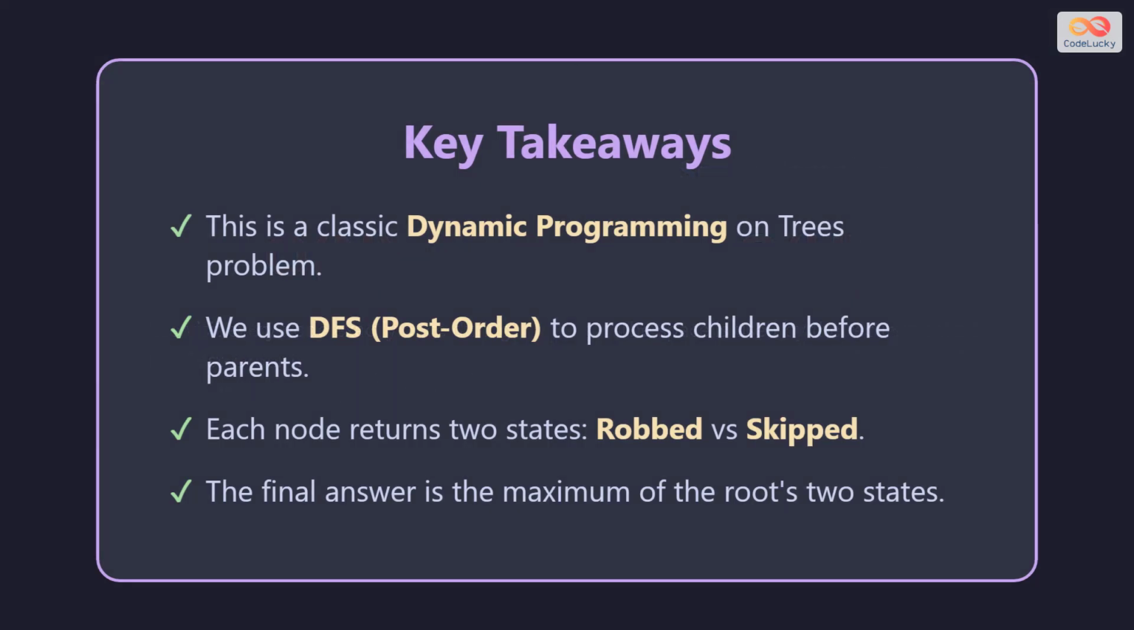To summarize, House Robber 3 is a classic example of dynamic programming on trees. By returning two states for every node, we can make locally optimal decisions that bubble up to form the globally optimal solution. Thanks for watching.